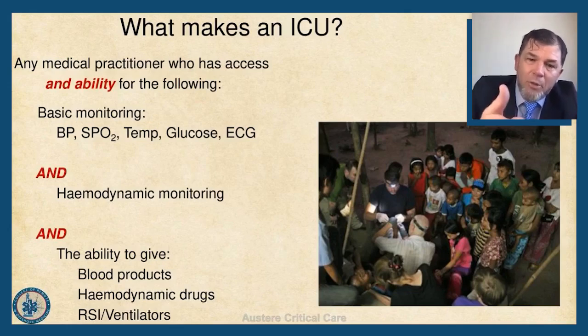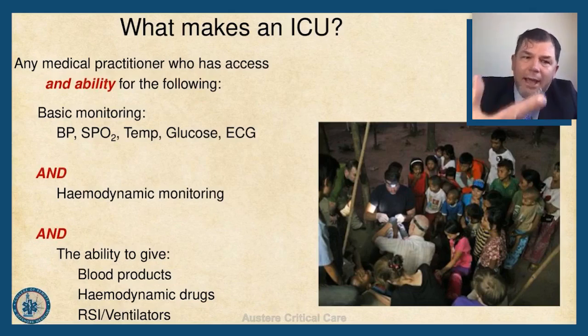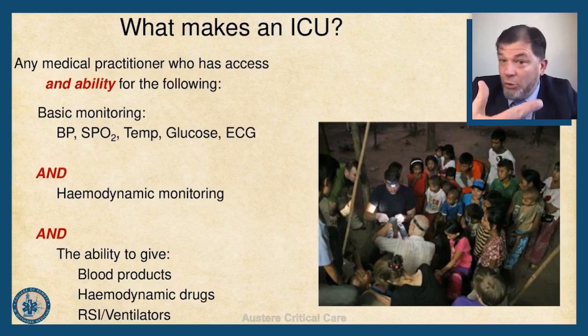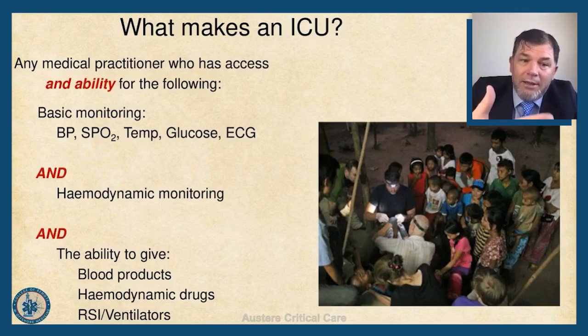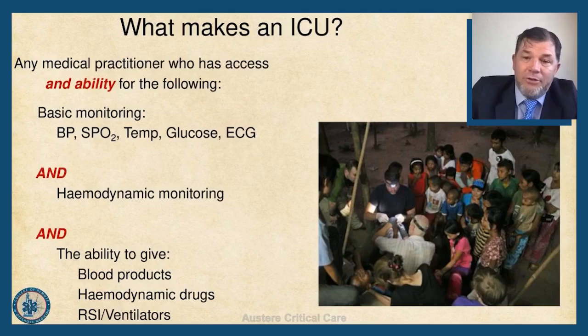So you need your basic monitoring ability, you need hemodynamic monitoring with that kit, and you need the availability to give blood products, fresh whole blood preferably. You need to be able to give hemodynamic drugs, so vasopressors, and you need to have the ability to RSI and know how to ventilate. If you have those three things, you have a very good ICU.